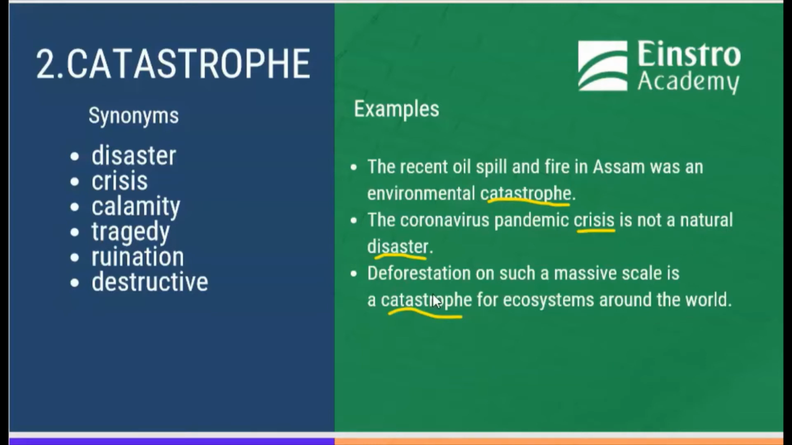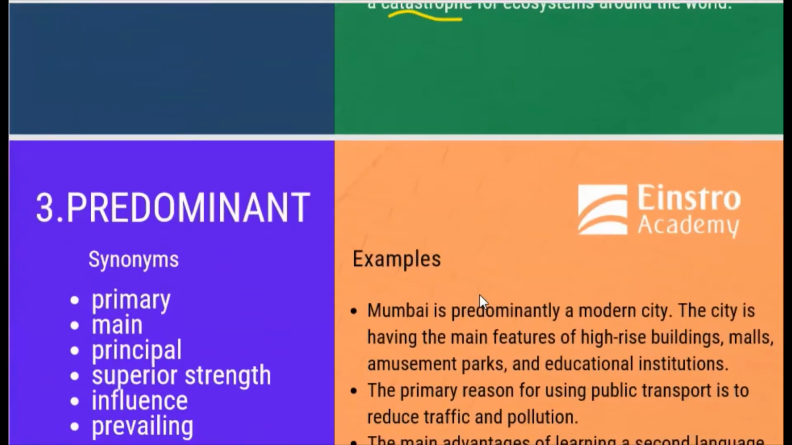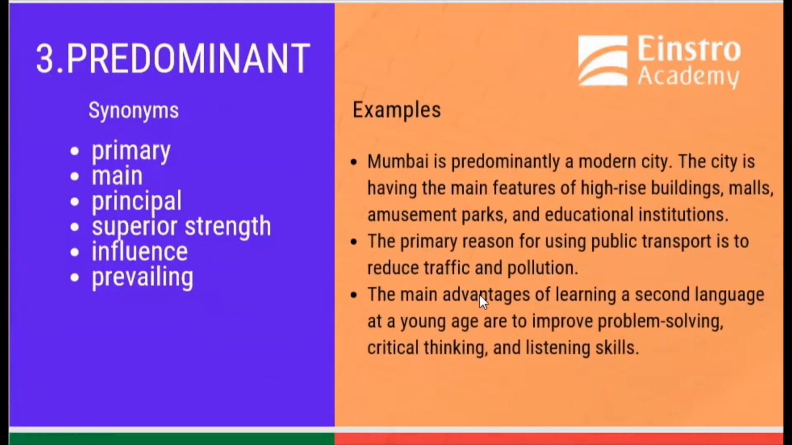The third word that we are going to learn is predominant. You may be using this word, or you must have heard it somewhere. What is the meaning of predominant? It's nothing but primary, chief, main, principal, something of superior strength or influence, or the prevailing authority. It's nothing but the first one, the primary reason, the main advantage. Then you will understand where you can use this word.